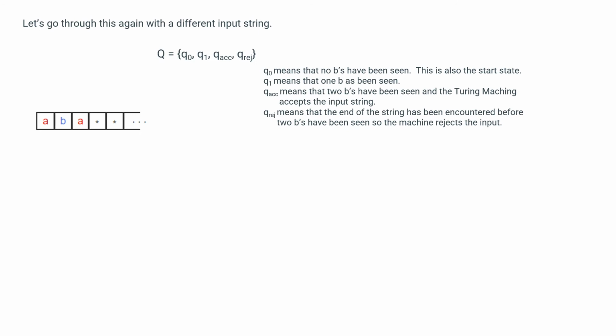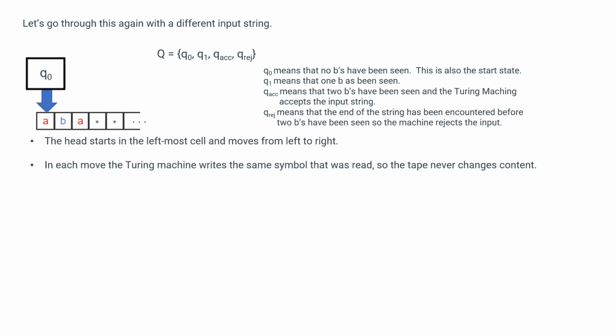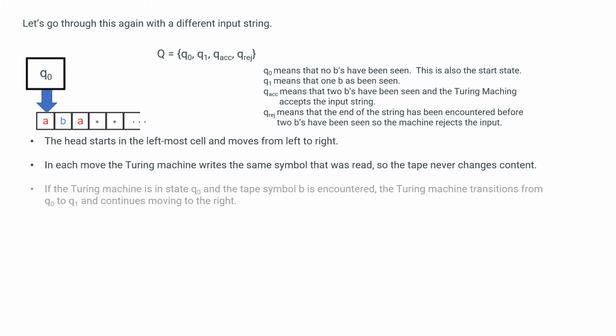But let's go through it again with a different input string. So it's just an A, B, and an A. So we start in the initial state, Q naught. It hasn't seen any B's. Here it looks first and it sees an A. So it knows that it has not seen a B, so the state is going to stay the same and it's going to move one cell to the right. So it moves to the right.